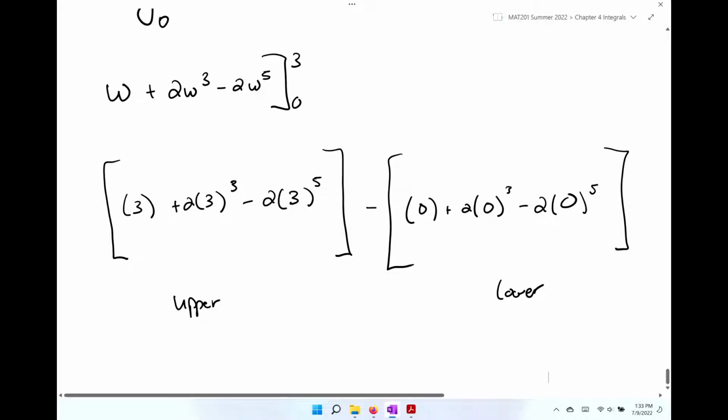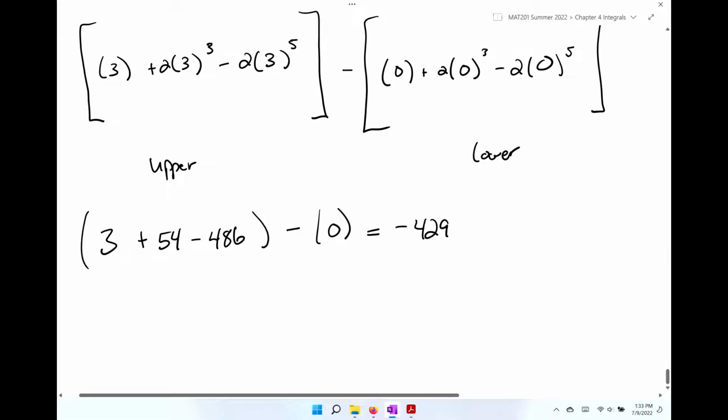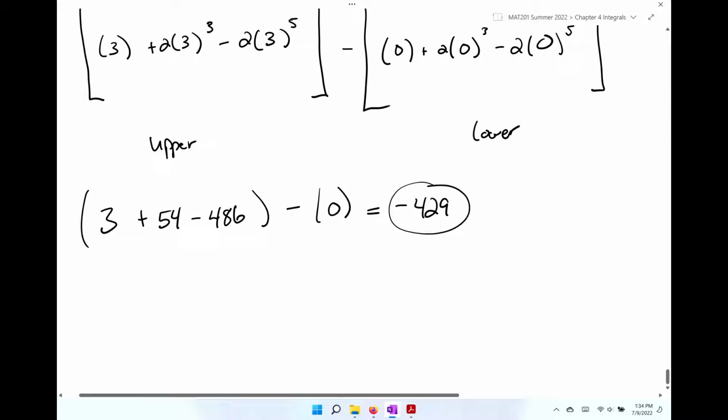All right, and then finally, all we have to do from left to right is just simplify. So we're going to get 3 plus 54 minus 486 minus 0, which equals negative 429. And this just means the area lies beneath the x-axis. So I don't want to confuse you. I'm going to show you what I'm talking about here when I said the area is beneath the x-axis.